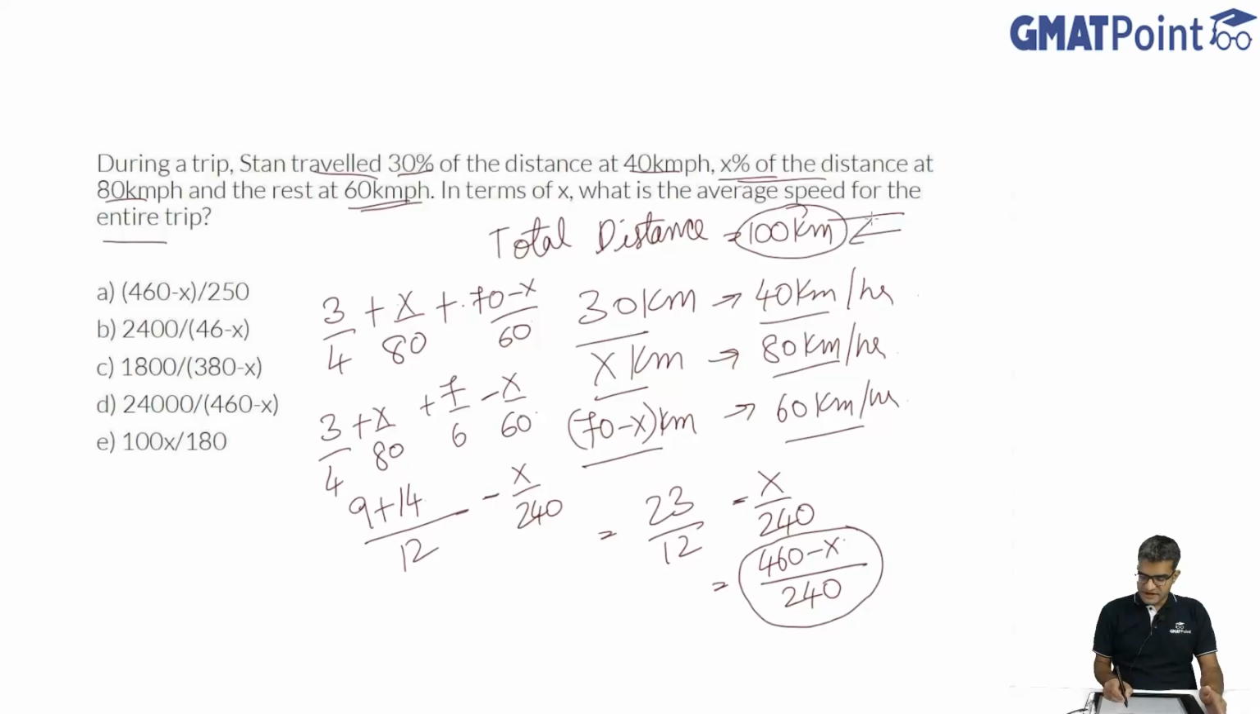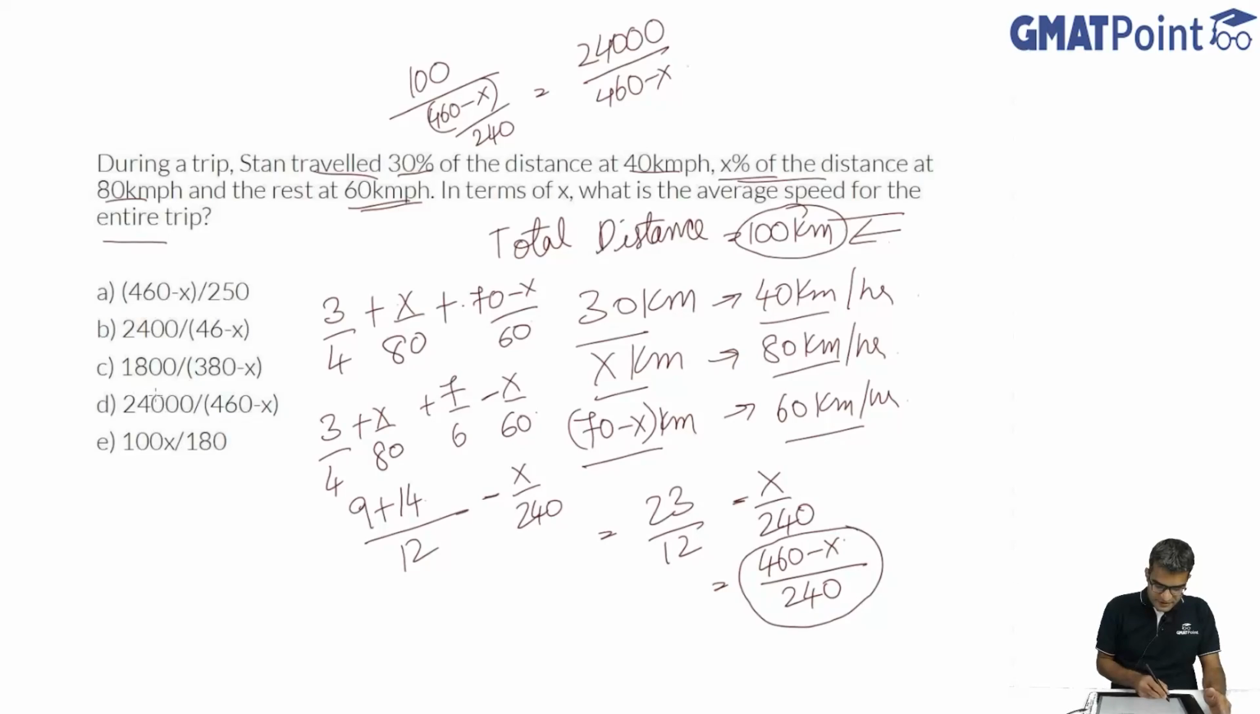The total distance he traveled is 100 kilometers. So the average speed will be 100 divided by (460 minus X) divided by 240, which is equal to 24,000 divided by (460 minus X). So the correct answer is option D, which is 24,000 divided by (460 minus X).